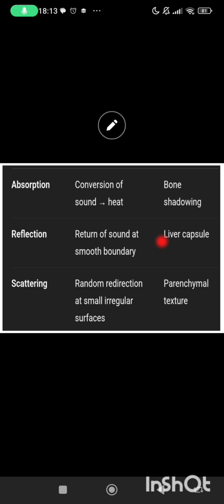Okay, and we have reflection, which is the return of sound at smooth boundaries, for example, the liver capsule. Scattering is random redirection at small irregular surfaces. This allows us, for example, to visualize parenchyma texture better.